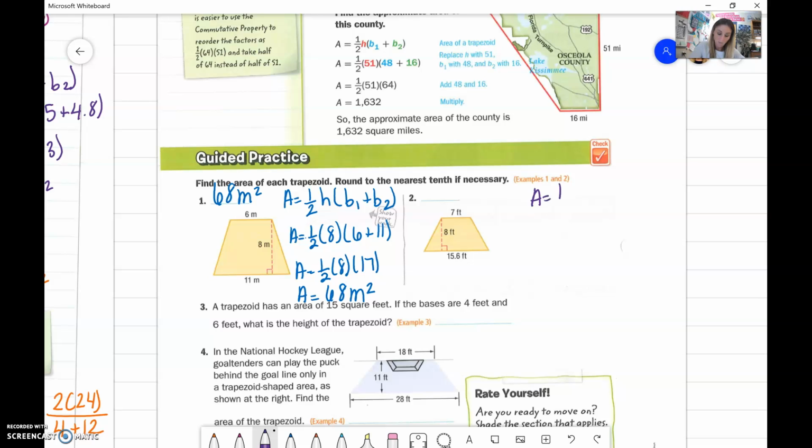All right, area equals 1/2 height, base 1 plus base 2. Always write the formula down. Are you guys sick of hearing me say that? Because I'm sick of saying it.